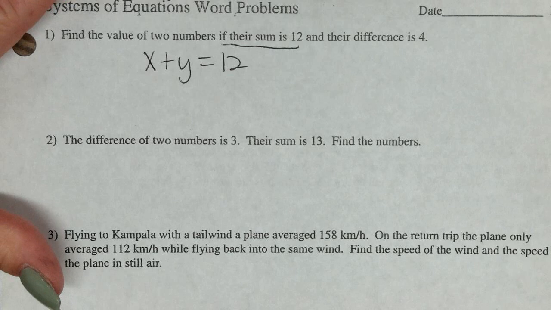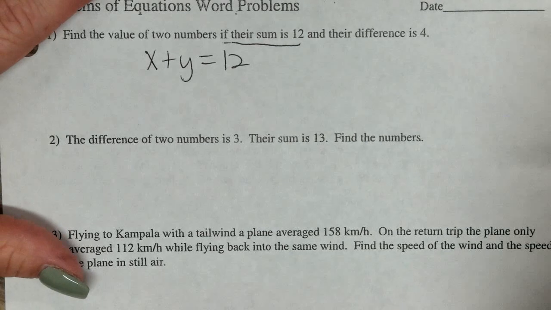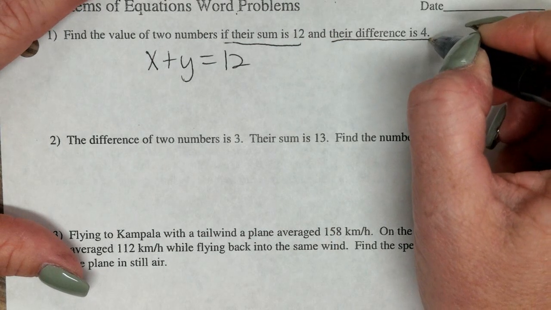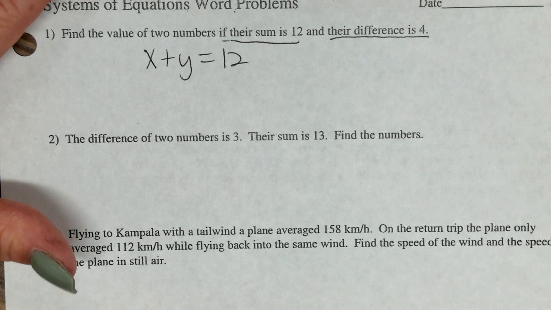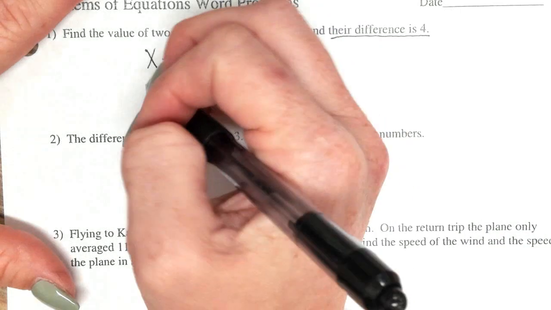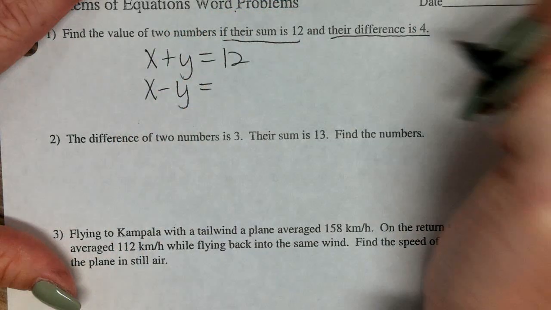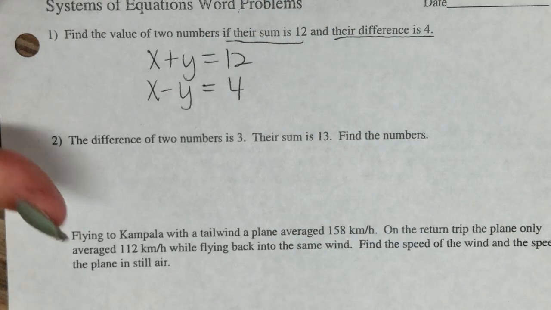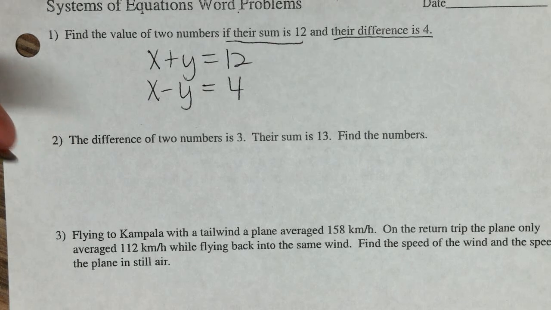Now let's look at the next part. I need another equation. Their difference is 4. What does difference mean? So how would I write that? X minus Y equals 4. Can you solve that on your own? Does it tell you which way to solve it? So you get to pick.